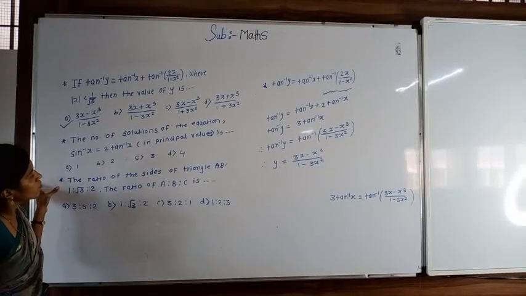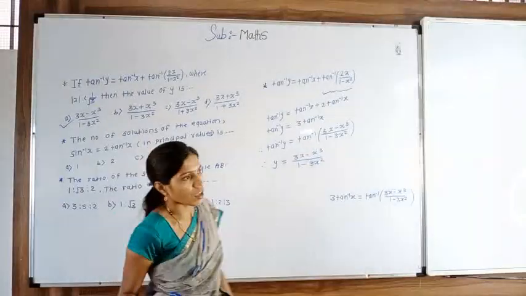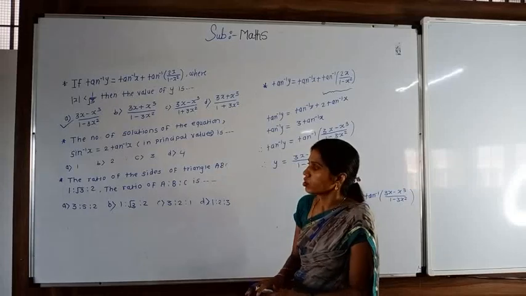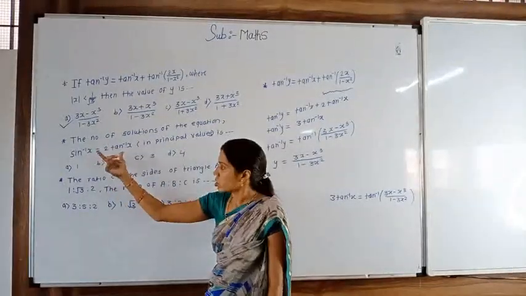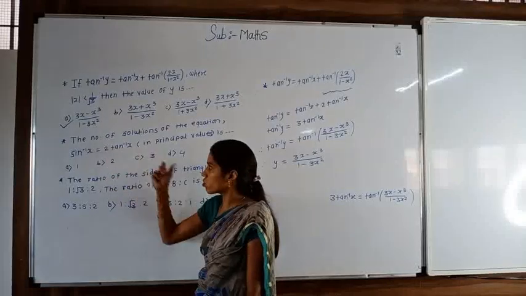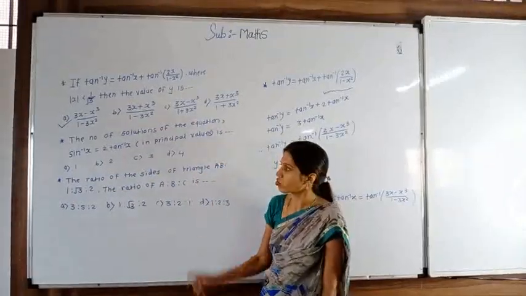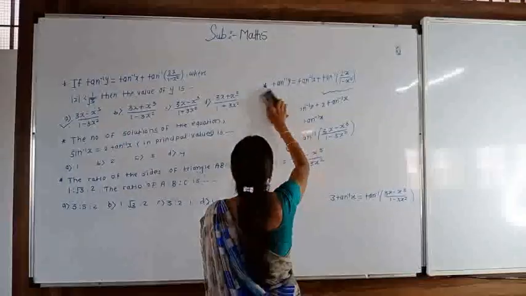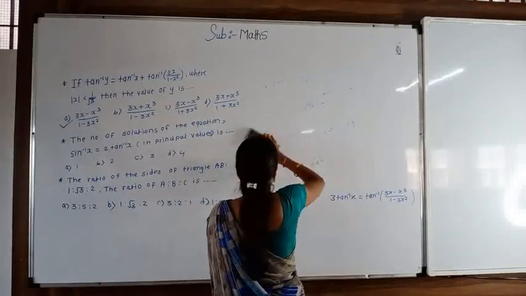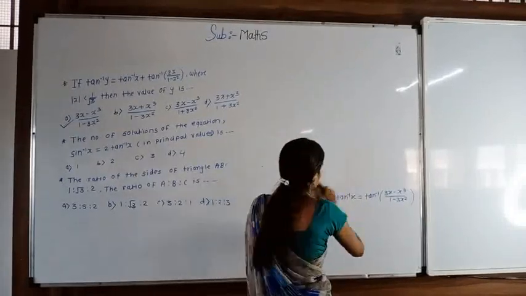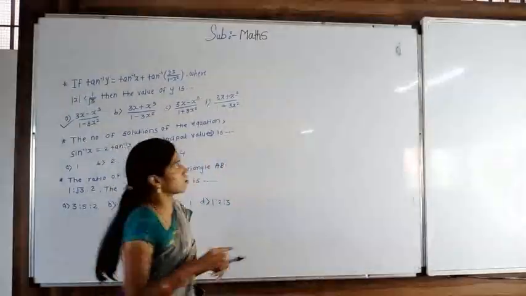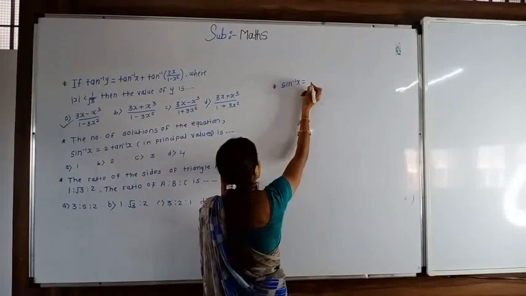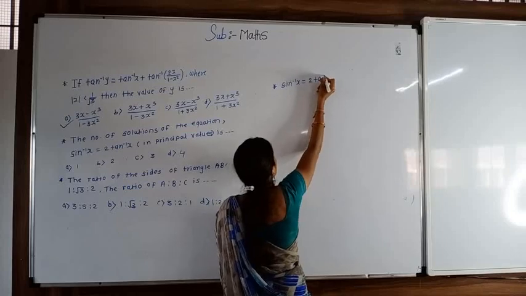See here, the number of solutions of the equation sin inverse x is equal to 2 tan inverse x in the principal value is. So see here, the given equation is sin inverse x is equal to 2 tan inverse x. After solving this equation, we have to find the number of solutions of this equation. So see here, the given equation is sin inverse x is equal to 2 tan inverse x.